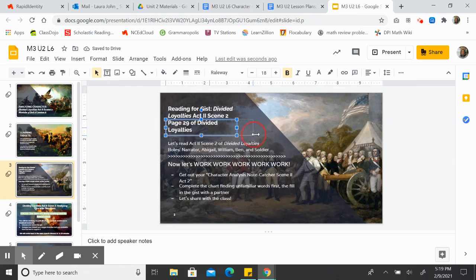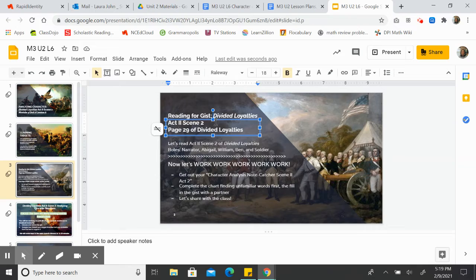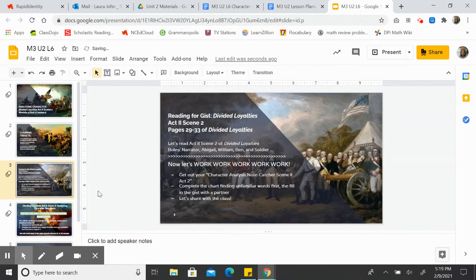That's better. Okay, so we're going to first read Act 2, Scene 2. So everybody should be pausing and you should be reading that by yourself. You are reading through page 33. All right, so after you read that, then come back and we will work on the rest of this together.